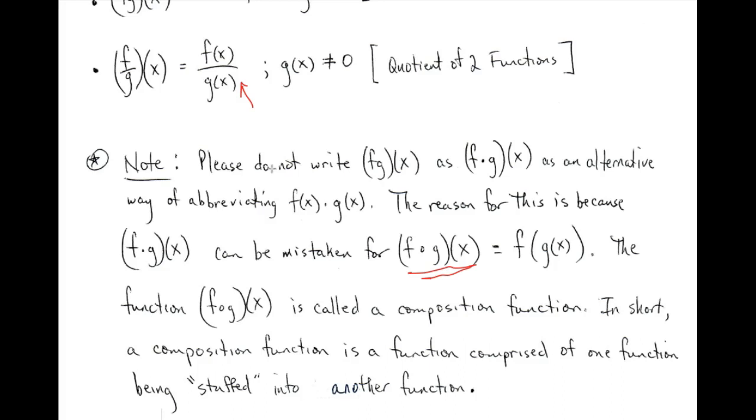If you notice here, the composition function has a notation that is very, very close to this. Depending upon how small you write this open circle to mean the composition of those two functions, you may mistake this for the composition function and mistake the composition for the product of those two functions. To make it real simple, we just write it like this to imply the product, and we do the open circle to imply the composition function. And a composition function is just a function made up of a function being stuffed into another. Okay?